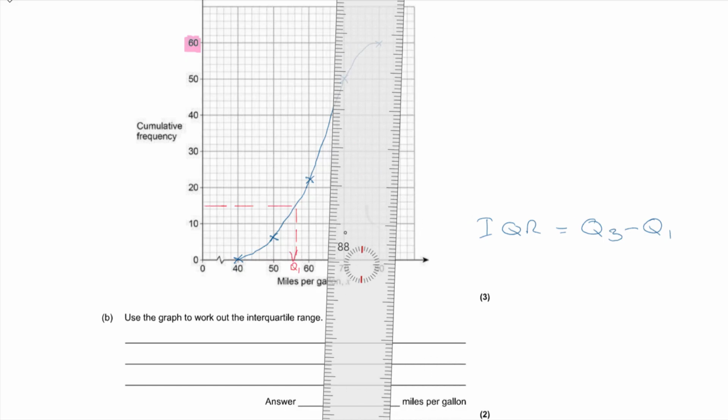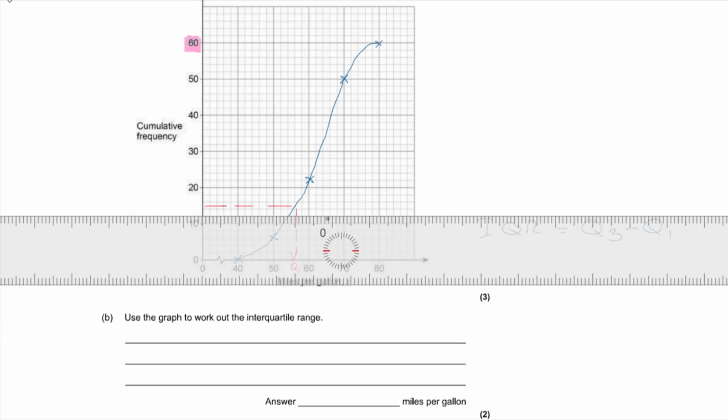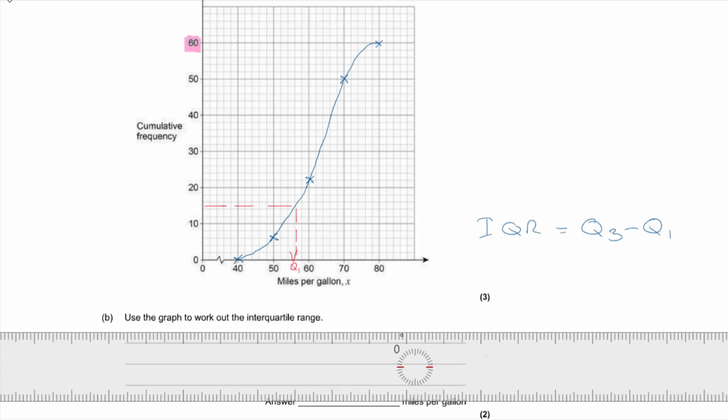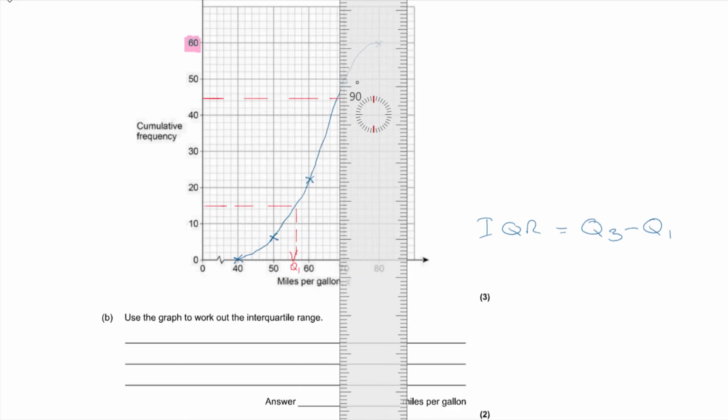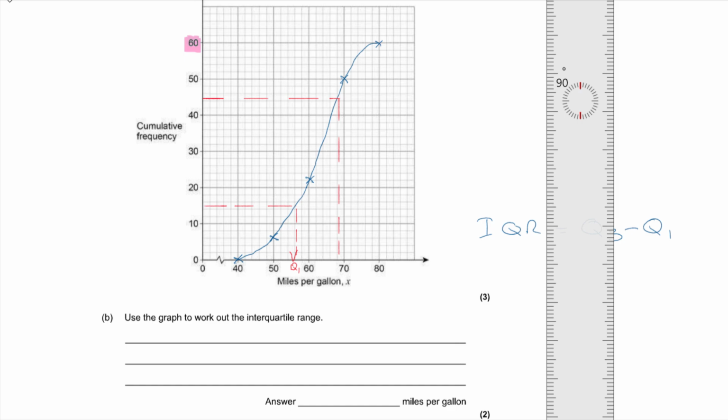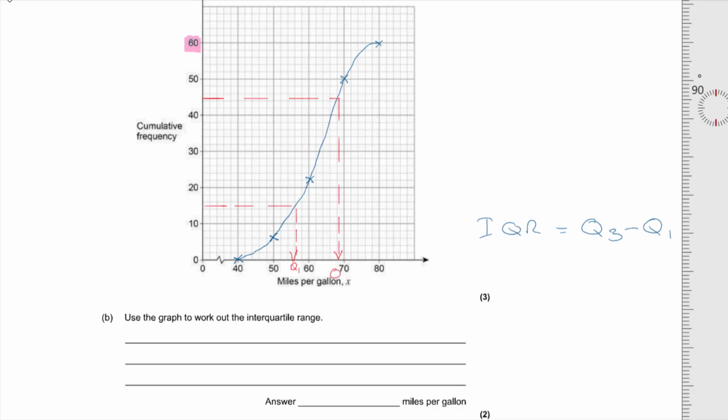And then Q3, it's going to be 3/4 of the way through. So 3 lots of 15, that's 45. So reading across from 45. Oh, it won't draw there. Okay, there. Done it now. Then reading down. Again, using this method to mark your axes, like mark your graph like this, is a good way of showing method.